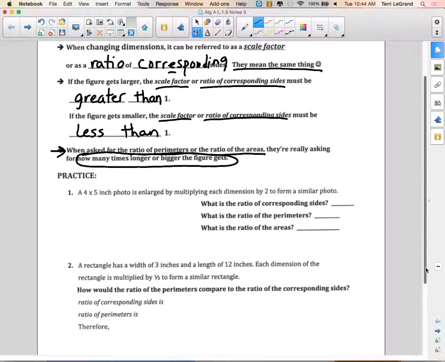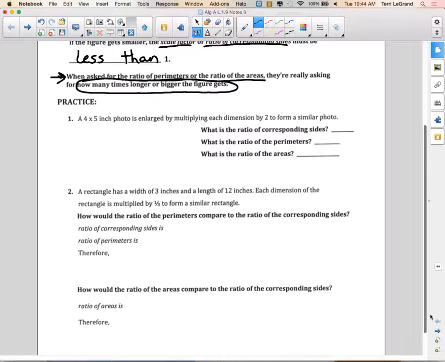Okay, let's do some practice here together, the kind of things you would be doing in your homework. We have a 4 by 5 inch photo that's going to be enlarged by multiplying each dimension by 2 to form a similar photo. What is the ratio of corresponding sides? You know what? I want us to write something down. I want us to underline this, multiplying each dimension by 2. What did they just give us right there? What did they just tell us?